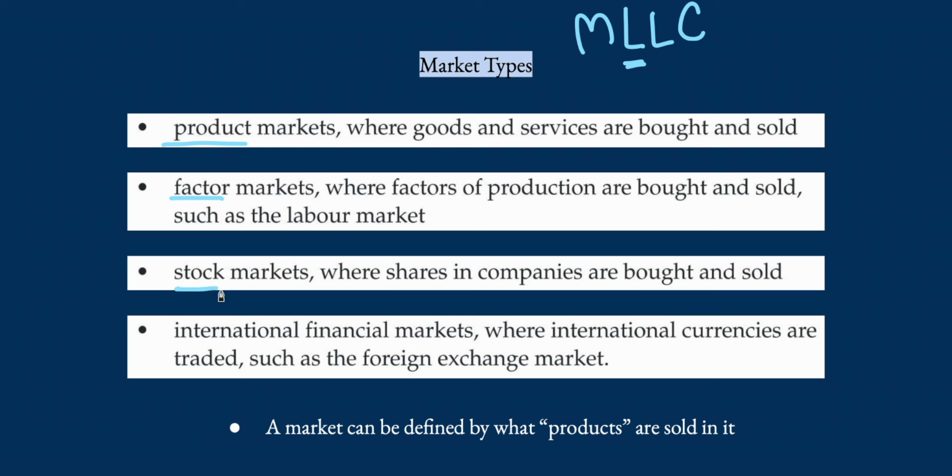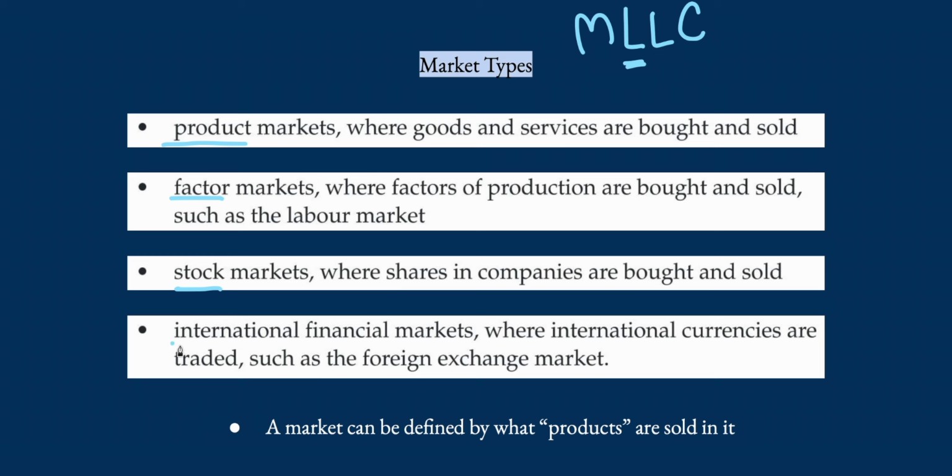Next is stock markets, where shares in companies are bought and sold. We're going to get into this in a lot more detail later on in the course, but if you don't know what stocks are, they're basically little portions in companies that can be bought and sold to consumers. They can be traded, they can go up in value over time, and people sell them and resell them. There are so many different things you can do with stocks, but specifically, stock markets are just anything to do with only stocks.